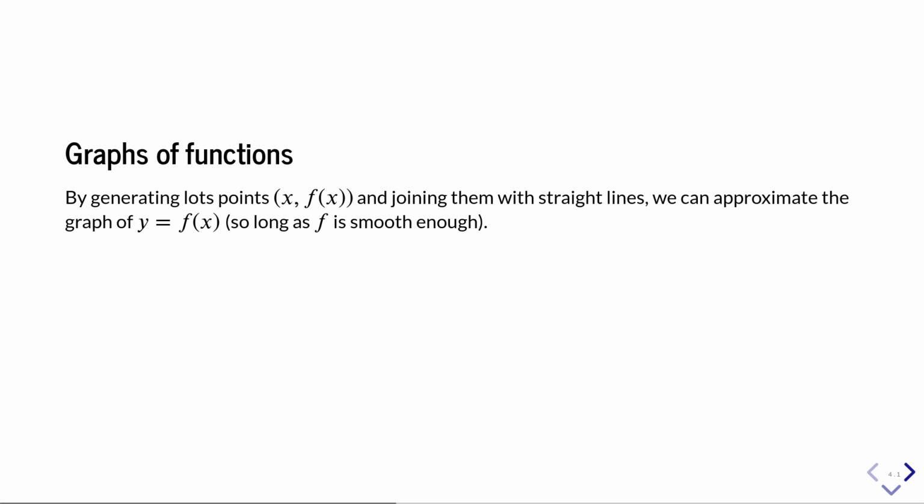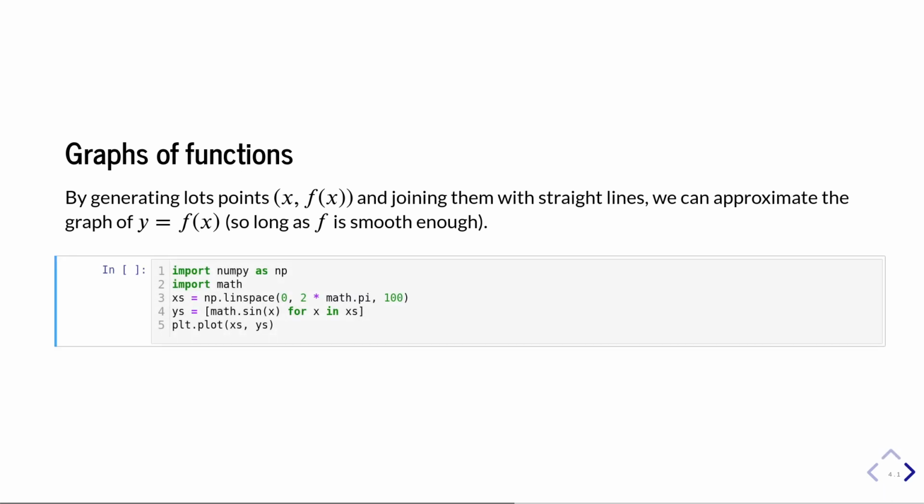So the idea will be, we generate a long list of x coordinates, then we generate the corresponding y coordinates. So if your x coordinate is x0, then your y coordinate will be f of x0. And then we'll take those points and we'll just join them all together with straight lines. And assuming f is smooth enough, like differentiable enough, that will be a good approximation to the real graph of y equals f of x.